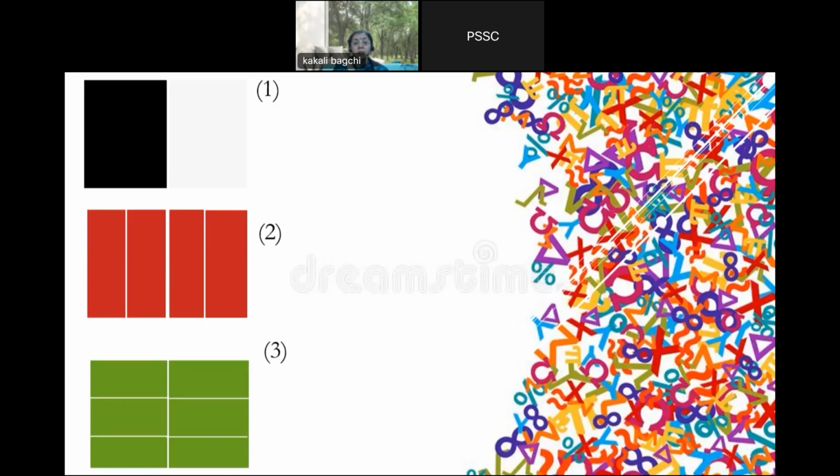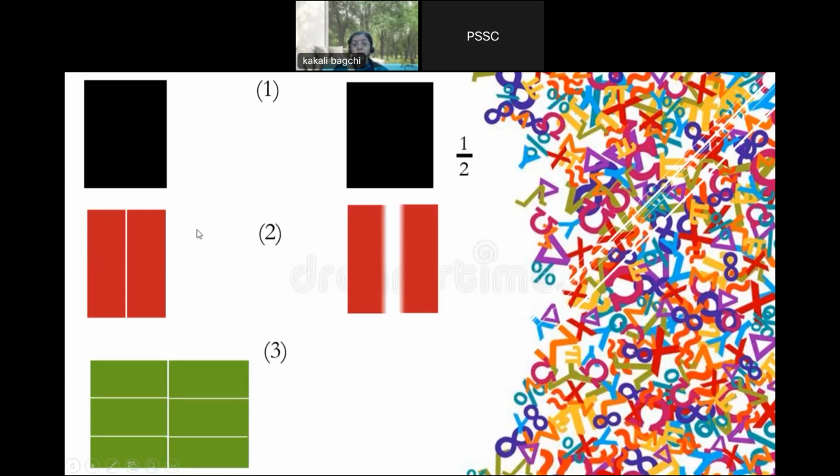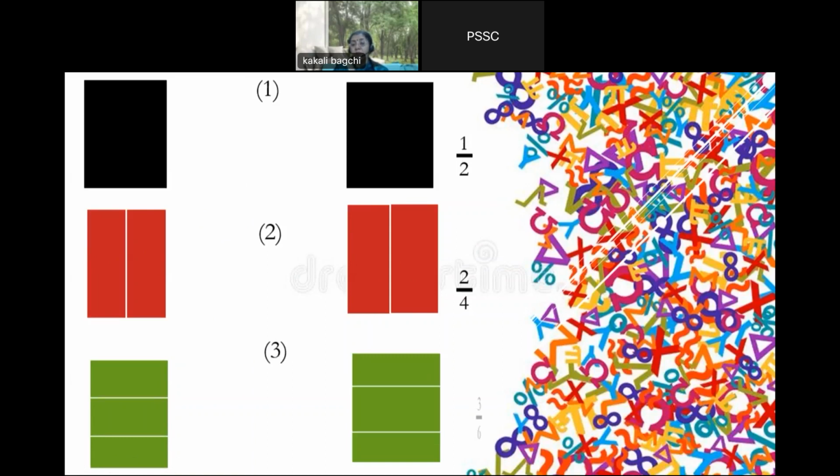Similarly here, this is half. Now here, same rectangle being divided into 4 parts. Let us take out the 2 parts. So it is 2/4. Here, let me take out 3 parts. 3/6. Ask the children, are these 3 parts measure length and breadth equal? They will say, yes, it is equal. This was 1/2, this is 2/4, this is 3/6. Are these 3 equal? They will say, yes, they are equal. This is actually equivalent fractions. Let them construct the knowledge, constructivism.